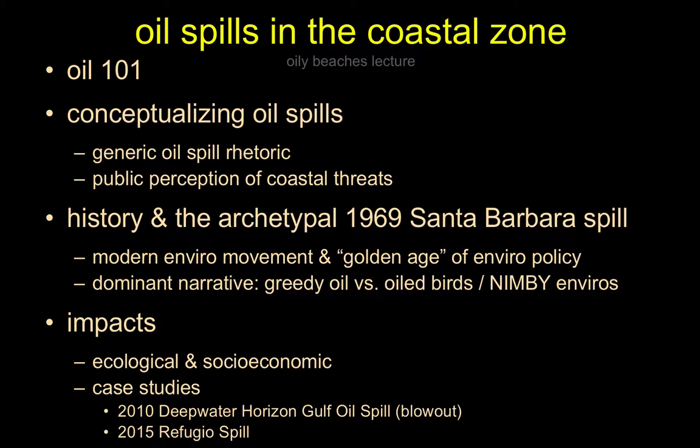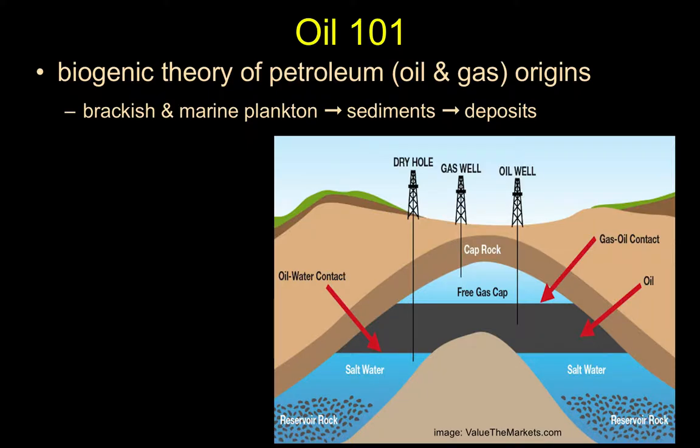Cool. All right, so Dr. Steele might have already hit this a little bit, but just so we're on the same page, where does oil come from? Everybody thinks that oil comes from dinosaurs. It doesn't. Oil comes from brackish water and nearshore marine phytoplankton. So these are not the big giant Tyrannosaurus Rex type sources, but little teeny single cellular dudes floating in the water that died, sunk down, and were incorporated into the sediment.